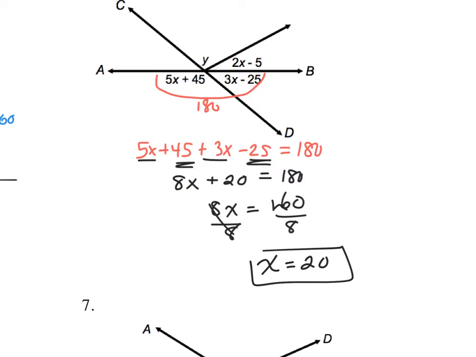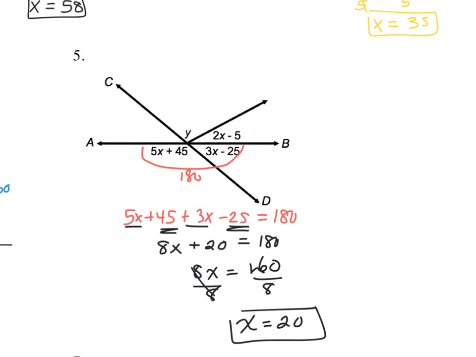If you solve that equation correctly, you would combine your 5x with your 3x and your 45 with your minus 25. So after combining the like terms, you get 8x plus 20 equals 180. I subtract by 20 on both sides to get 8x equals 160, and I divide by 8 to get x equals 20.